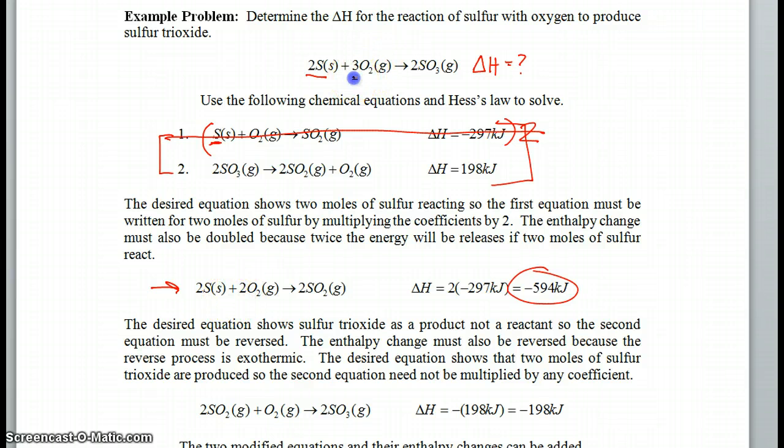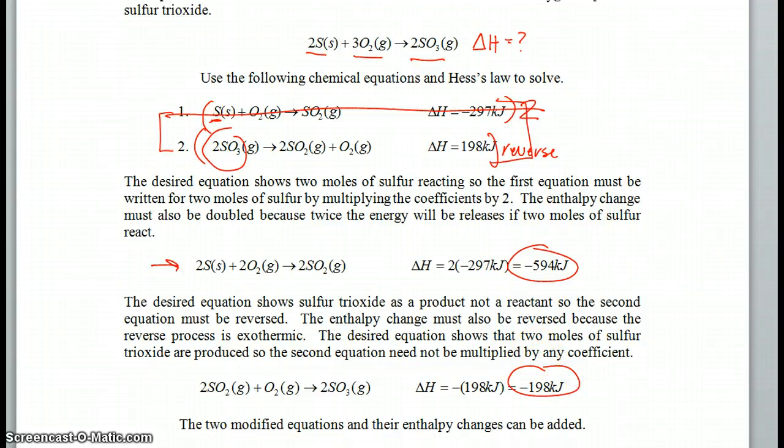The next compound is 3O2. O2 appears twice, so we're actually going to ignore it because it can be difficult to see how to manipulate the equation based on that. So we're going to move on to the 2SO3. SO3 only appears once. It's on the reactant side in the second equation, but it needs to be on the product side. So therefore, I need to reverse the second reaction, which means that my delta H value gets negated.